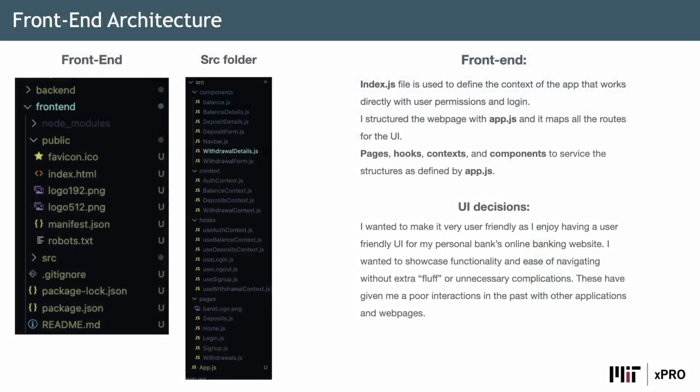So kind of looking at the front end side of the application, the index.js file is used to define the context of the app that works directly with user permissions and login. I structured the web page with app.js, and it maps all the routes for the UI. The pages, hooks, contexts, and components to service all the structures are defined by app.js.